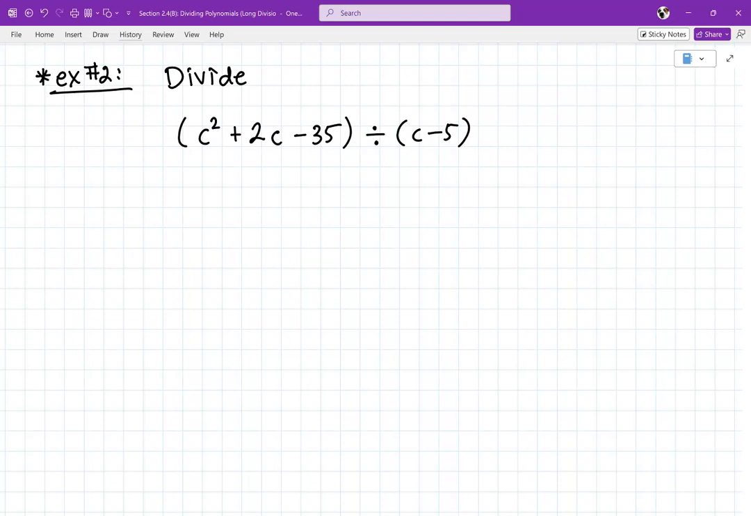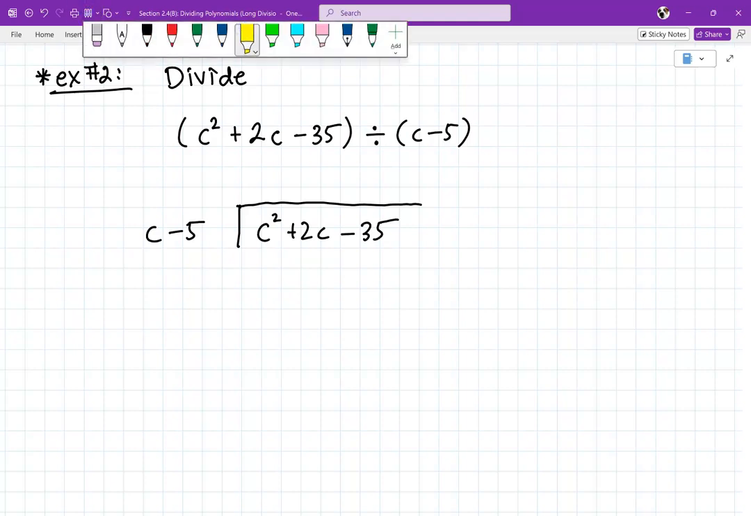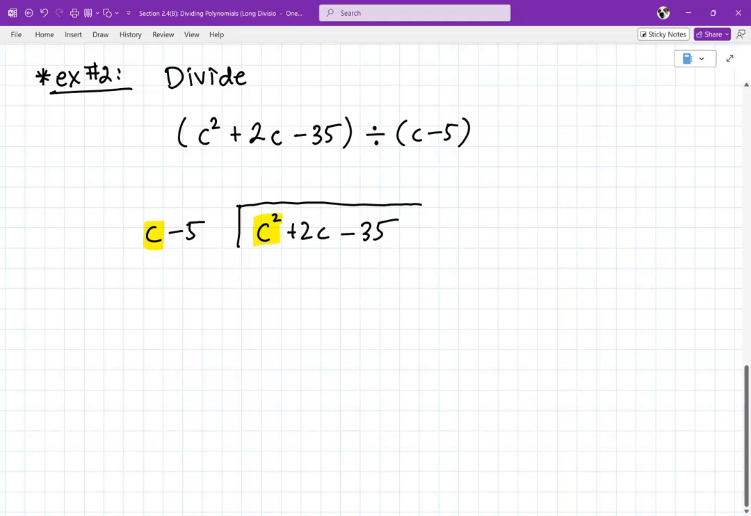Now again, we're going to set this up. So let's write it out. C squared plus 2c minus 35, and here, c minus 5. Just leave it right there. All right. So remember what I told you? Focus on the firsts, meaning the first terms.